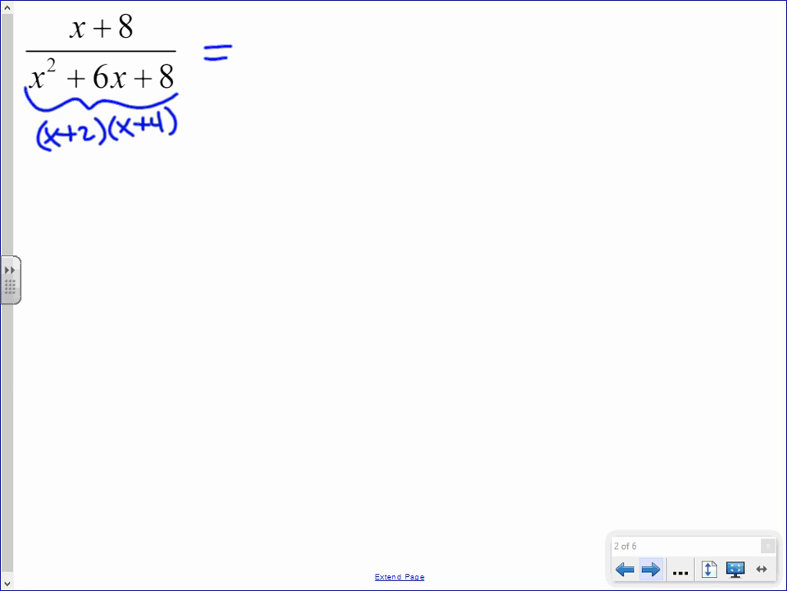So Connor, what is your breakup of this fraction? A over x plus 2. And then plus B over x plus 4. Okay. Do you agree with Connor? If you have A over x plus 4 and B over x plus 2, that is fine.